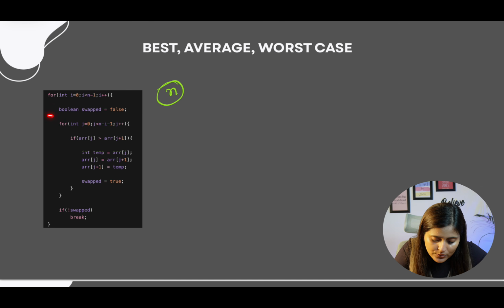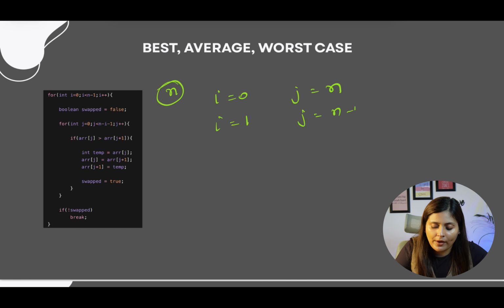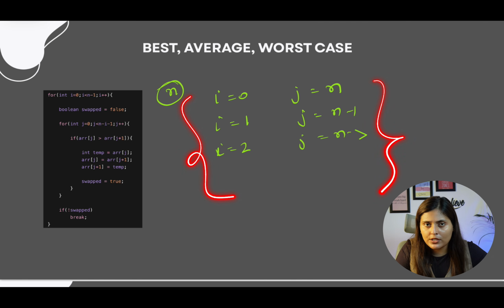Now inside this, you'll see this for loop j is running from 0 to n minus i minus 1. Means if i is 0, j will run for n. When i is 1, j will run for n minus 1. When i is 2, j will run for n minus 2. Correct? Yes. But n square to means O of n for this and O of n for this also.